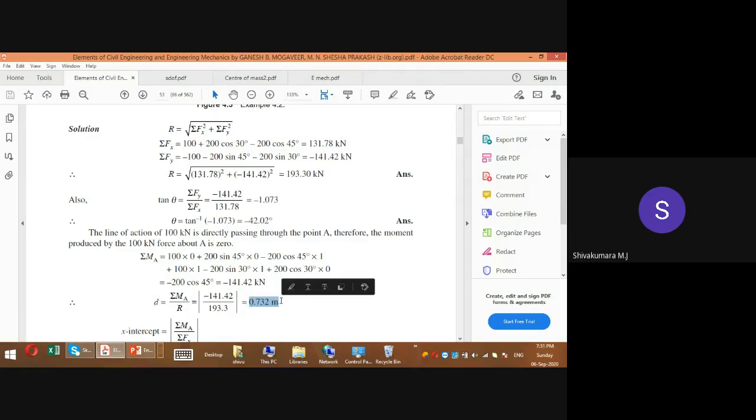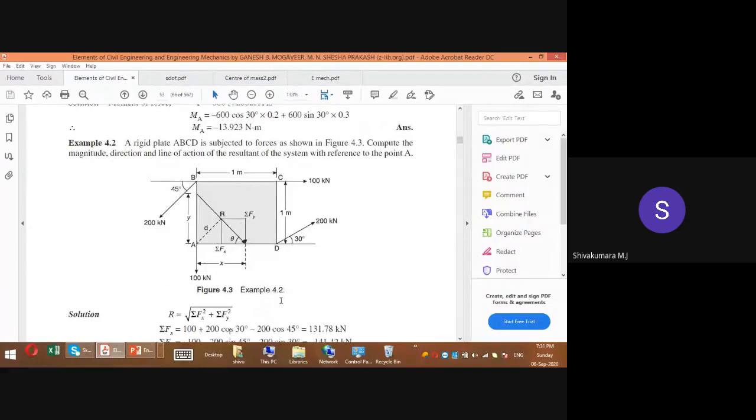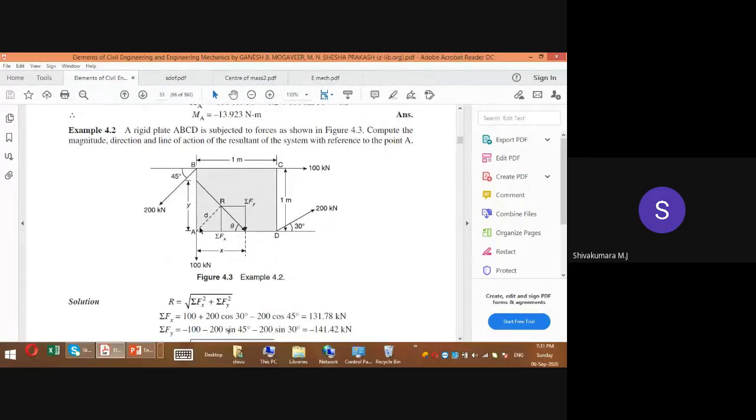If you do so, what will you get? The perpendicular distance as 0.732. So this is the location of the resultant force from point A. Resultant R is located at a distance of 0.732 meters from A. So that is the shortest distance from the line of action of R to point A.